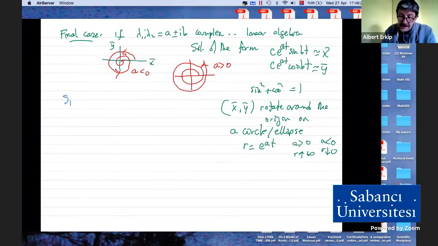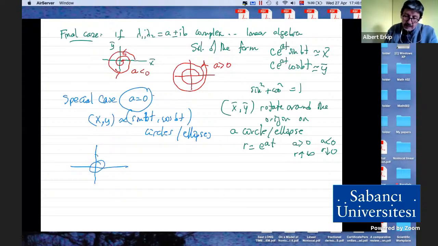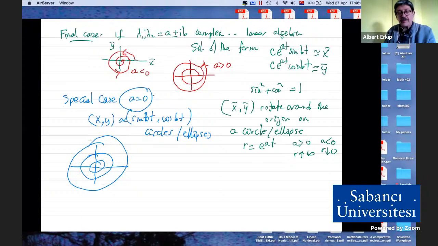Now, special case is when a equals 0. So you get x, y solutions are of the form sine t, sine bt, cos bt. So these are circles or ellipses, depending on the radius. So the picture becomes like that. And the origin is a fixed point in all of them.